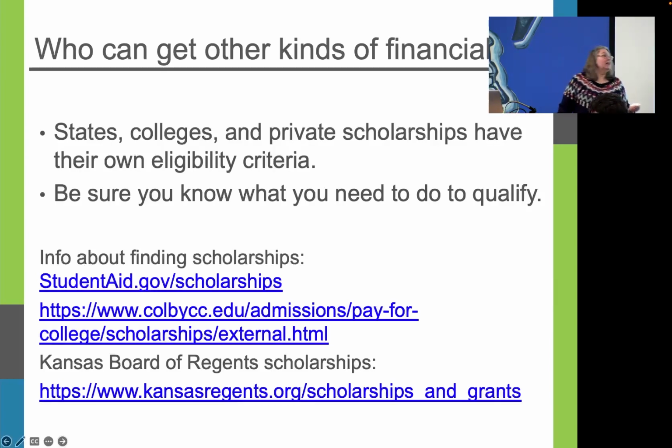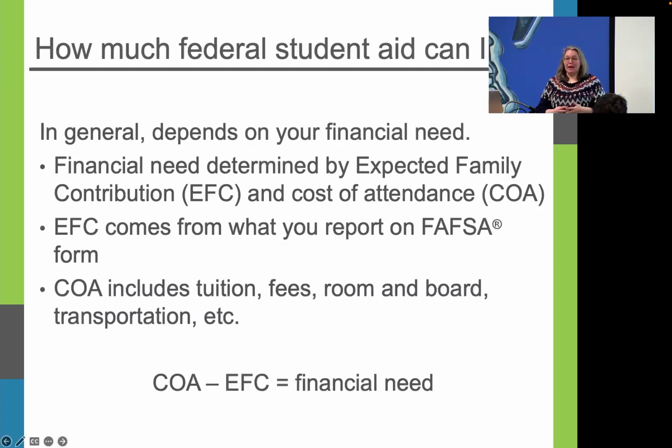So how much aid can you get? That depends on how much it costs for you to attend, and then also your expected family contribution. When you submit a FAFSA, the federal government calculates what they believe you and your family should be able to pay for college. It doesn't always reflect what you can actually pay, but it's their estimate based on the information that you put in.